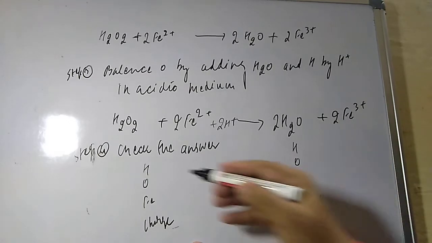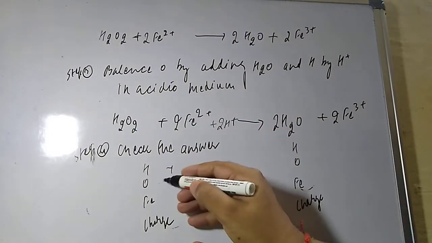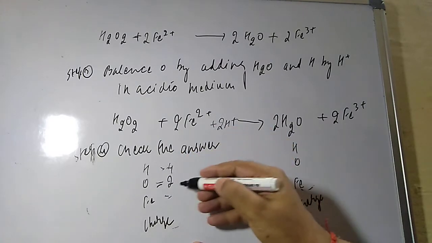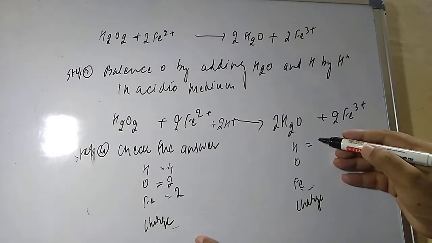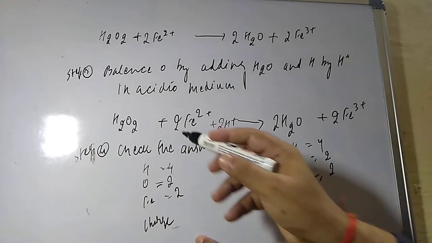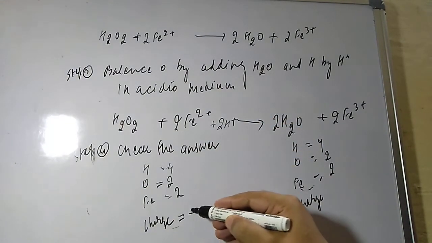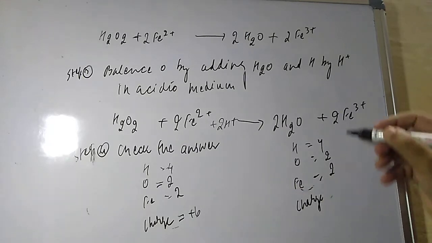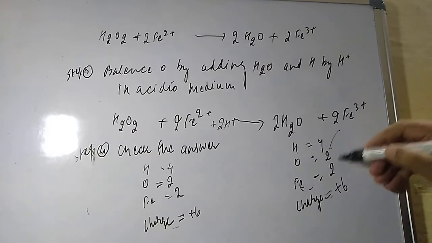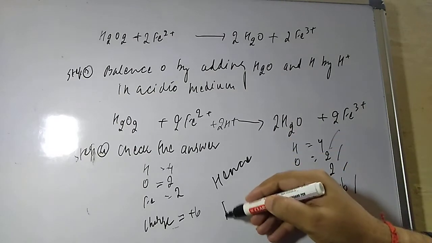If you see, student, how many hydrogen atoms? 4, 2 here, 2 here. Oxygen atoms, how many? 2. Fe is how many, student? 2. And on this side, hydrogen 4, oxygen 2, Fe 2. Charge, you see, 2 plus 4, 2 is 6, so the charge here is plus 6. And on this side, the charge, 2 times 3 is 6, plus 6 again. So everything is balanced, student. Hence it is balanced.